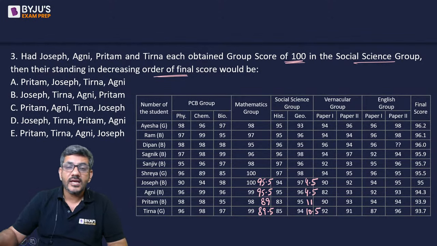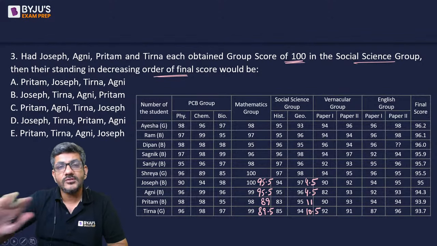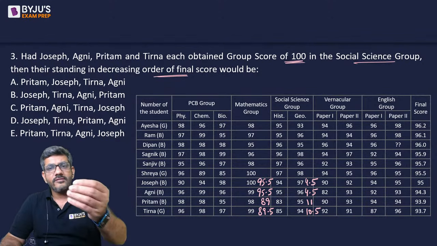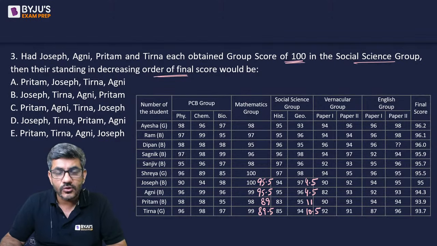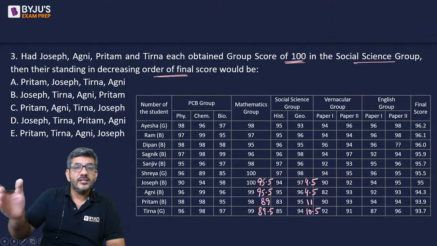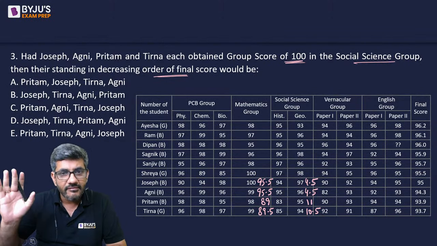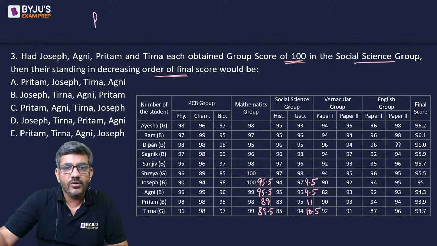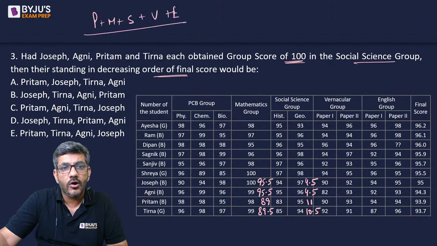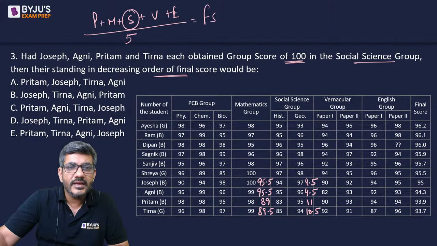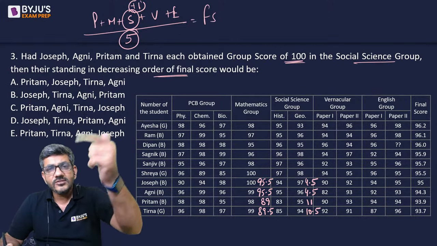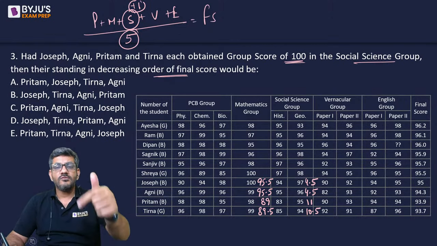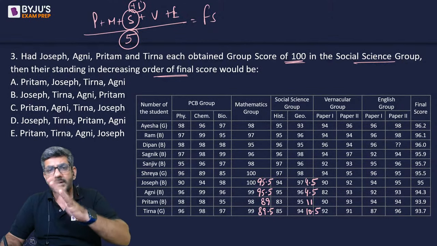Now, the final score is calculated by taking the simple average of all group scores. So, whatever is the increase in your social science group score, can I say in the final score it will be divided by 5, right? PCB group plus mathematics group plus social science group plus vernacular group plus English group, they all will be divided by 5. That is the final score. When this score increases by 1, ultimately the total increase would be 1 by 5. If that score increased by 2, the total increase would be 2 by 5. Similarly, 3 by 5.